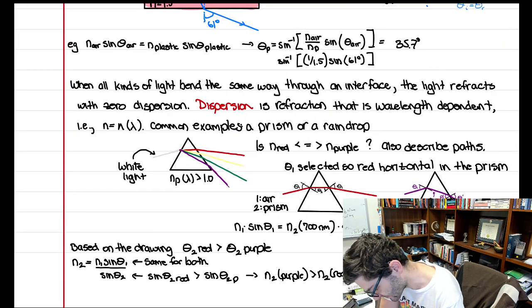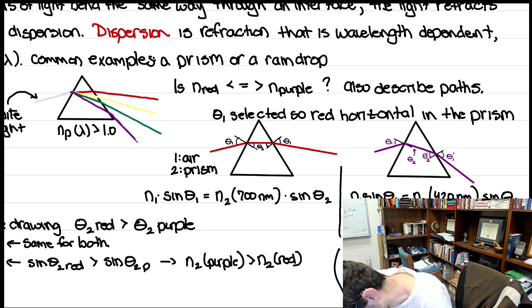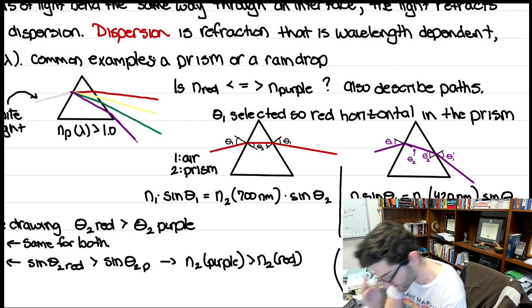So in this case, and let me zoom in, I wrote these kind of small. I have red that comes in, and of course it hits an interface. This interface I can draw, and then I can define a normal line, which gives me the angle that it came in. And then for some index of refraction corresponding to red, there is some angle that it comes out at.